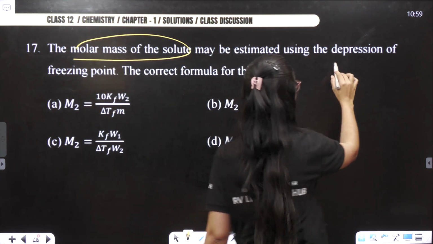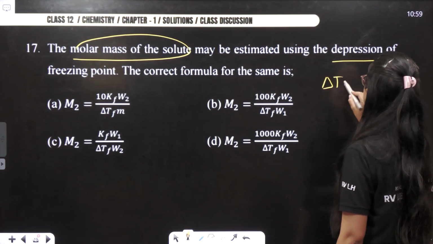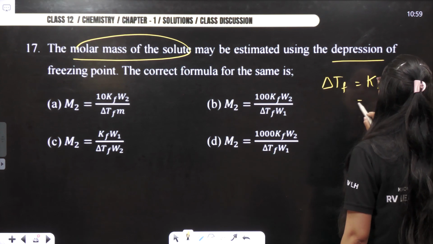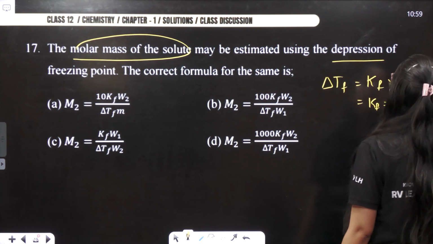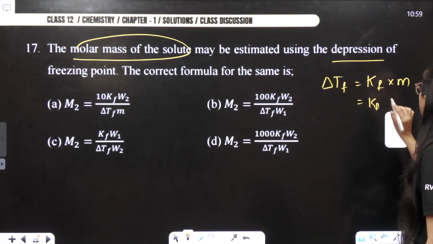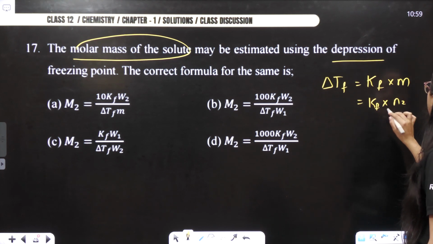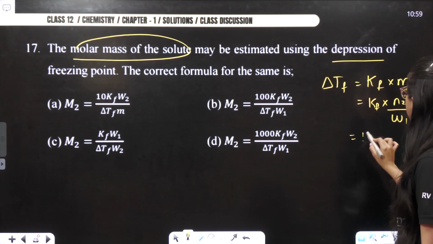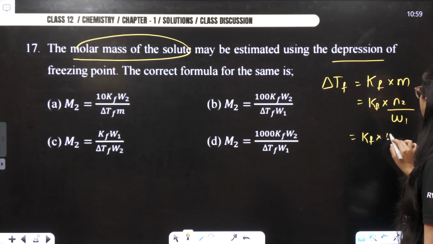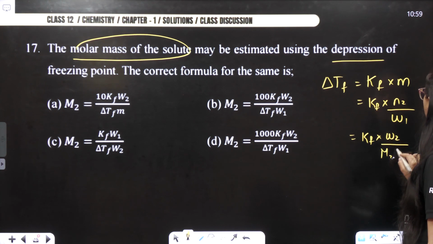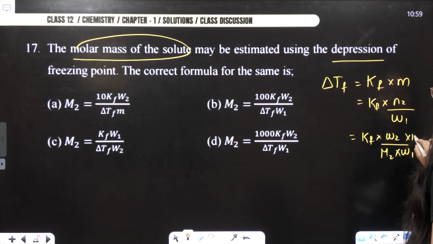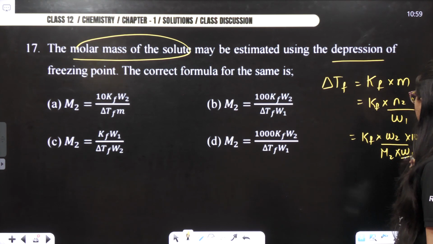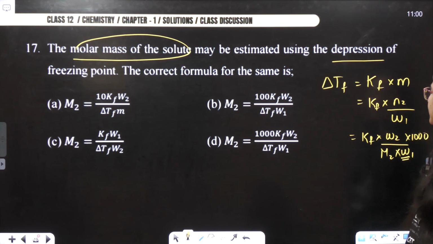Depression in freezing point is given as the cryoscopic constant into molality. How can you write molality? It will be the number of moles of solute, that is here n2, divided by the weight of your solvent. So Kf into n2, which can be written as W2 divided by M2 into W1. As it will be given in grams, you must take 1000, because this must be in kg. It will be given in grams, so you multiply by 1000.